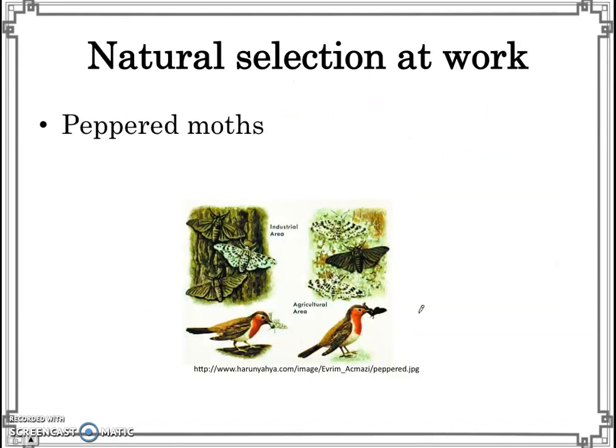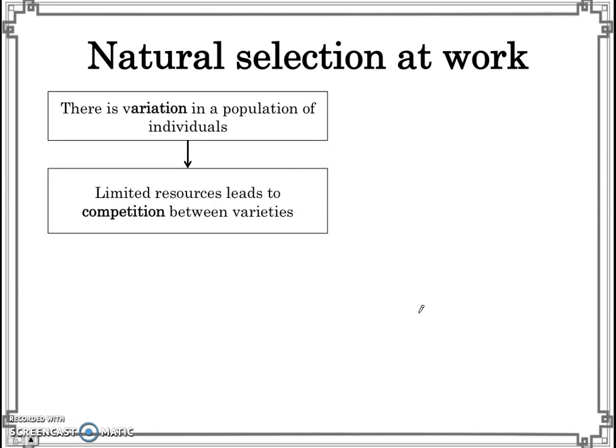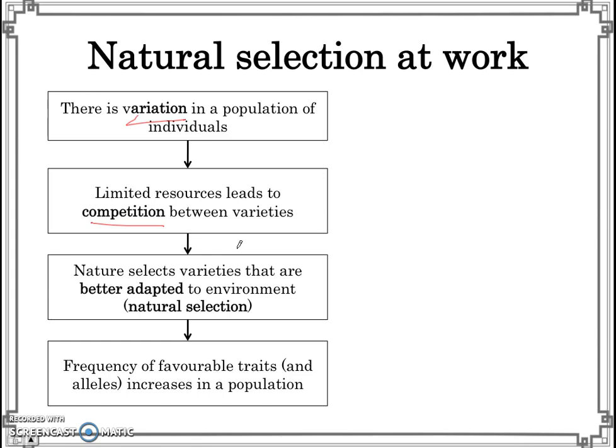Okay, so let's apply our theory of natural selection to what we've seen with the peppered moths. Again, the key points are there is variation, and then there is competition, and when there is variation and competition, there will be natural selection. So nature will select those varieties which are better adapted to the environment. And as a result, the frequency of favorable varieties or traits will increase in the population. Right? So there'll be more of those alleles which give those advantageous traits.